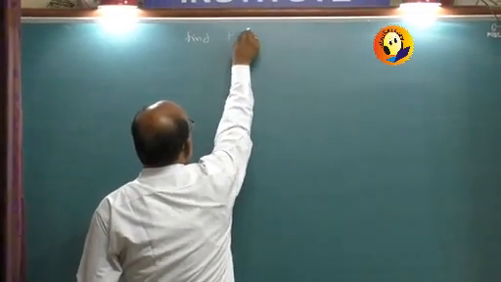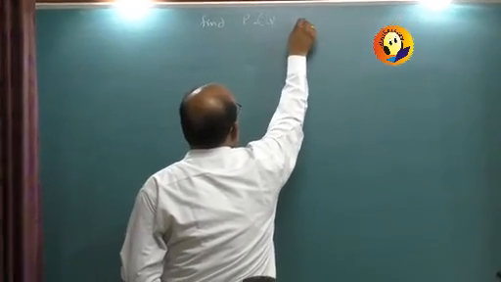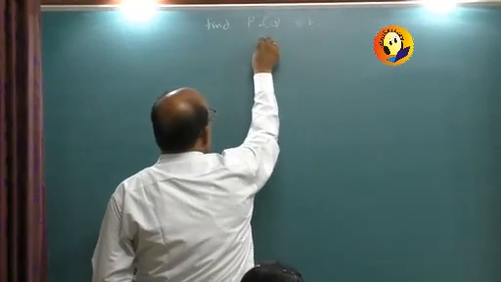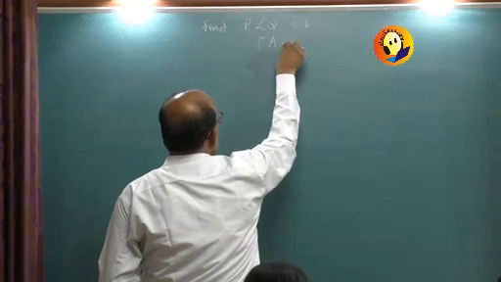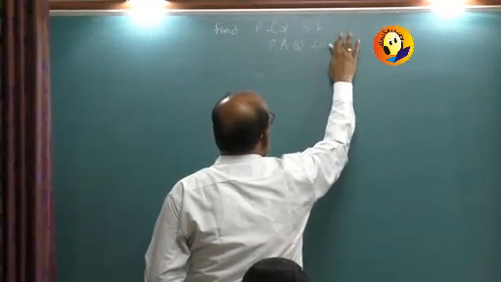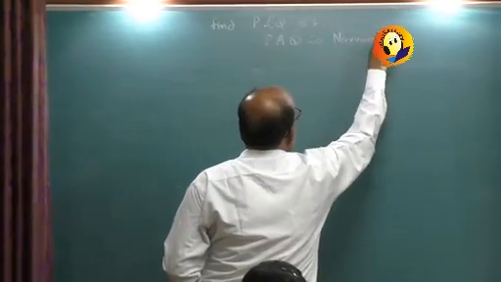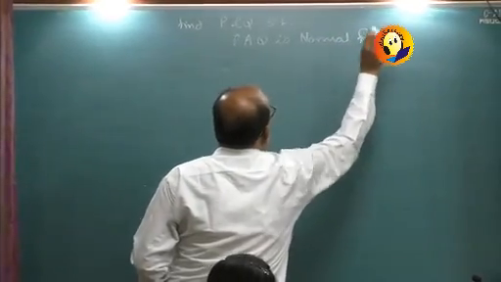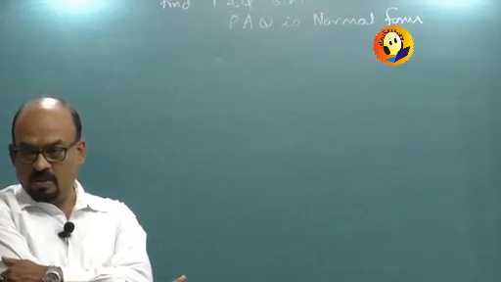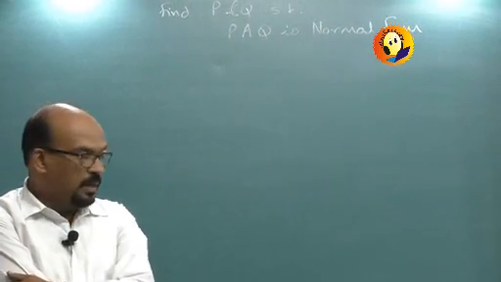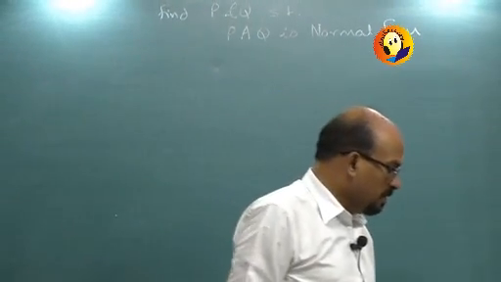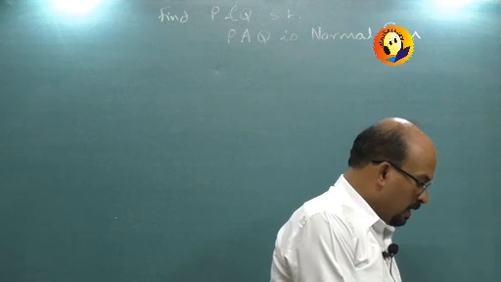Find P and Q such that PAQ is normal form. He says find two matrices P and Q such that PAQ is a normal form. We know what is a normal form, right?